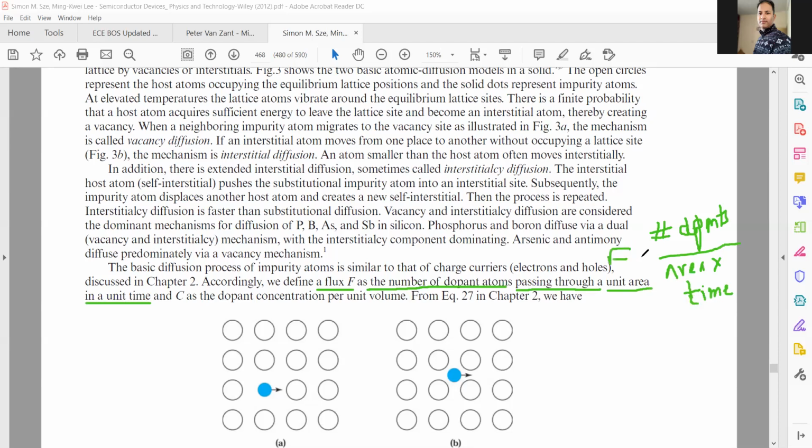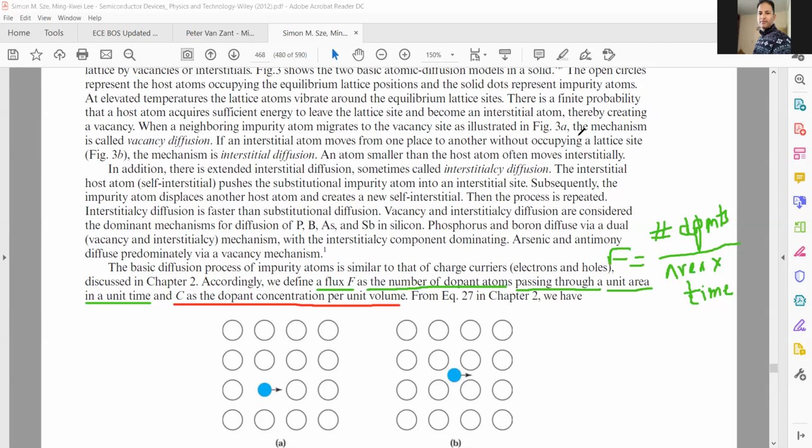Okay, this is how your flux is defined. F is equal to the number of dopants passing a unit cross-section area in unit time. Okay, and then we have another quantity which is dopant concentration, which I already defined. C is dopant concentration, which is basically the number of dopants in unit volume.